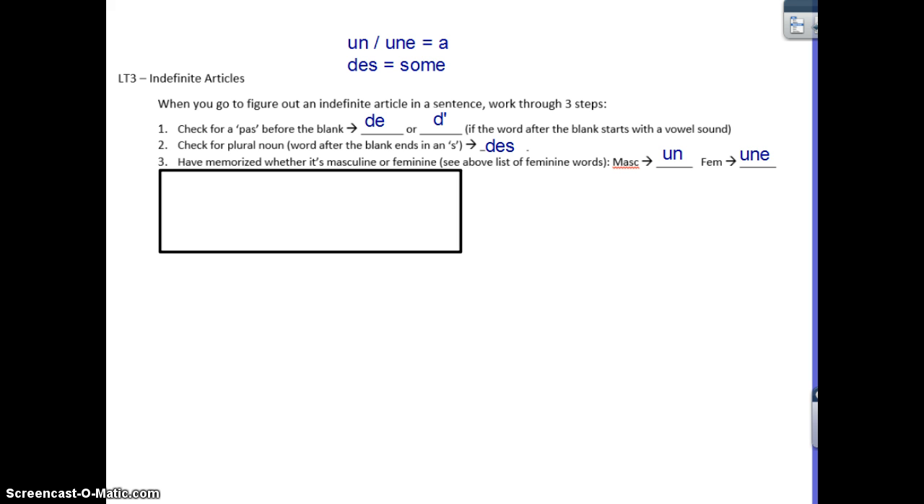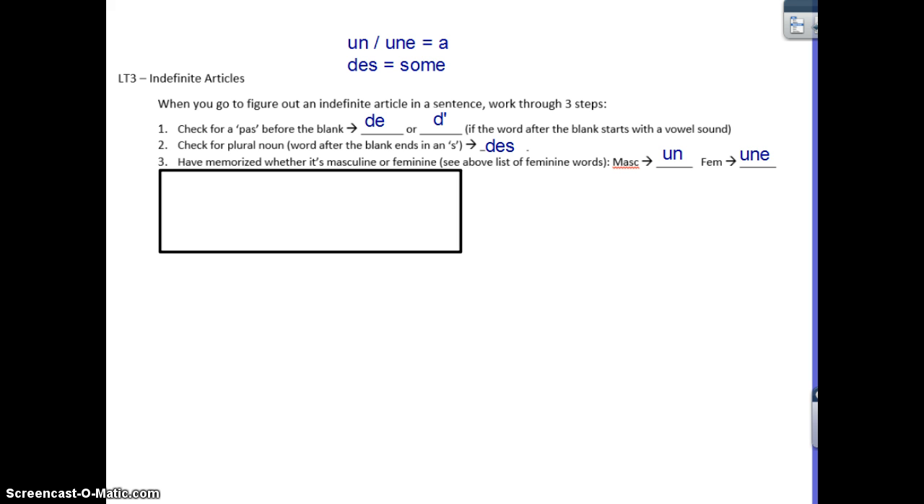The indefinite articles in the French language are un, une, des, and de. Now, de sometimes gets shortened to d apostrophe depending on the situation, but we'll get there in just a moment. Un and une both mean a, whereas the word des means some. So un and une get used when you're just talking about one item. Des gets used when you're talking about multiple items.